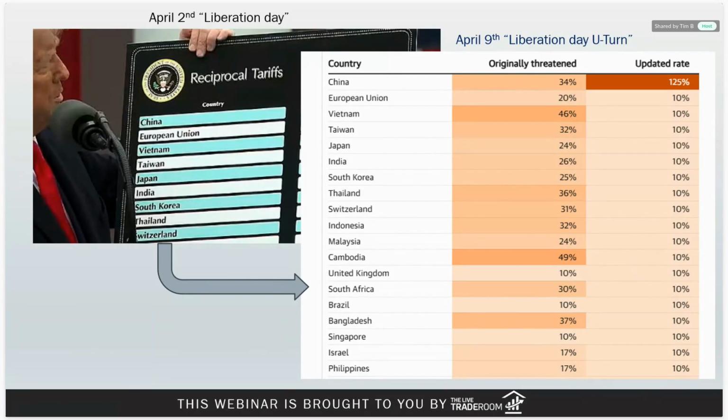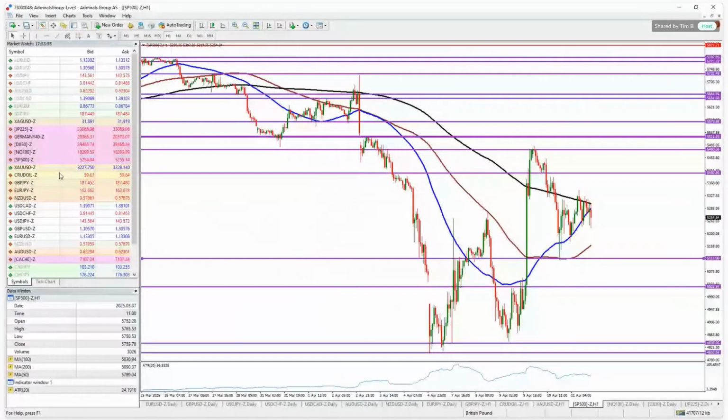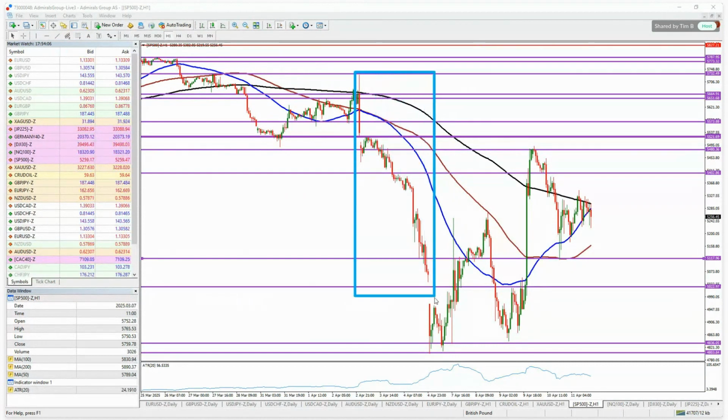let's have a look at the reaction firstly in the markets. So we'll have a look at the S&P 500. And to just put this into some context, it was interesting to see that on Wednesday, the 2nd of April, these markets rallied a little bit to begin with. And then they all rolled back over to the downside. So we had a little bit of a pop, and then over the next 24, 25, 26 hours perhaps, the wheels came off.